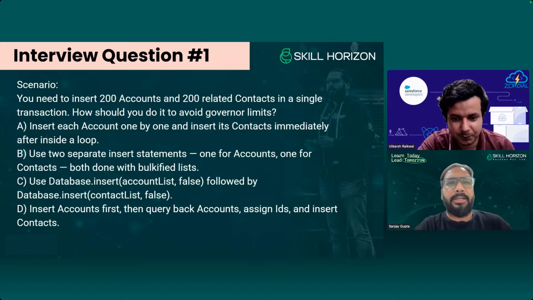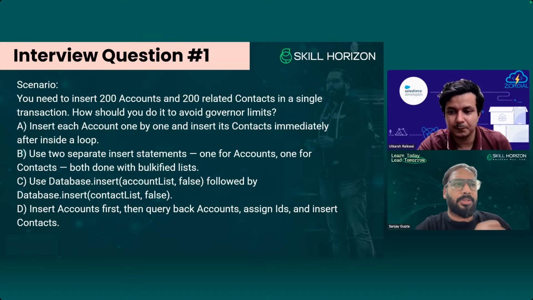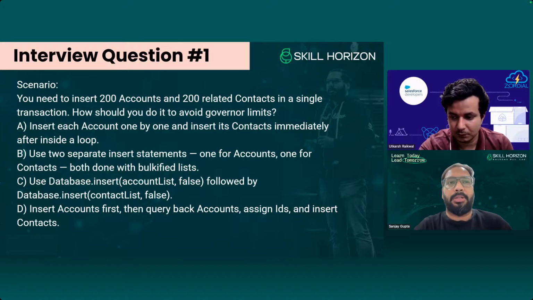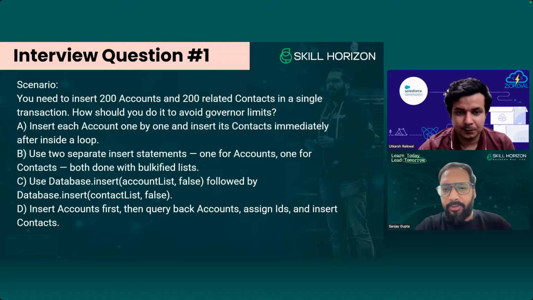Yes, Utkarsh, I think you are right. C is the best option here because in database.insert we are passing false as the second parameter, which is for allOrNone. So if we pass that parameter, it means the records which are successful will be inserted, and those records which are failing will fail. So this is the best case here, and C is the correct answer for this one. Okay, I think we can move forward.